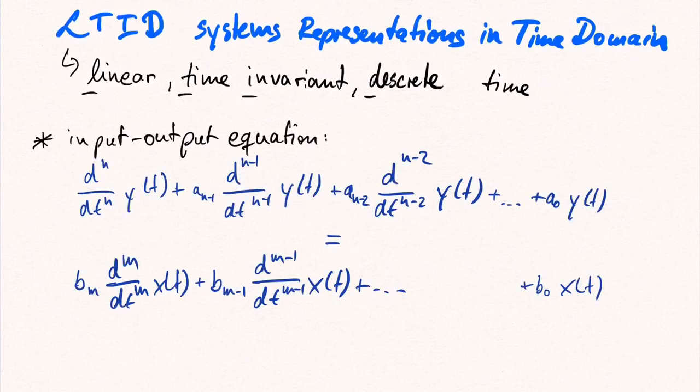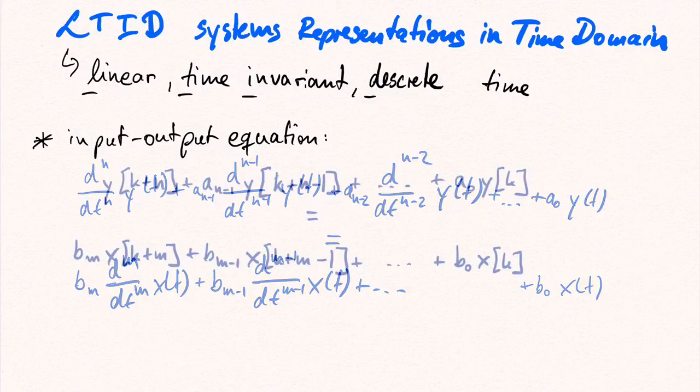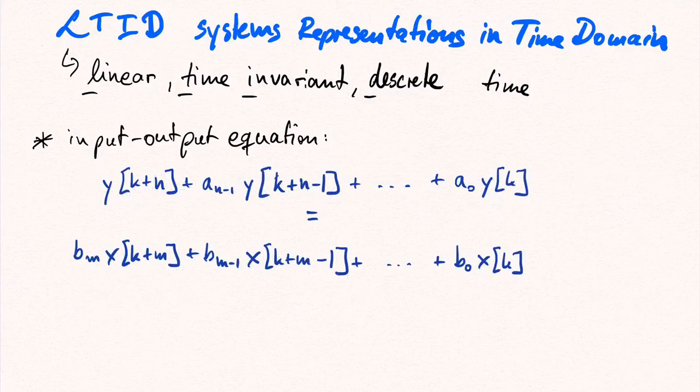Similar to continuous time systems, LTID systems can be described by their input-output equation. But instead of containing the output signal and its first n derivatives and the input signal and its first m derivatives, it now contains the output signal y at time k up until time k plus n and the input signal x at time k up until time k plus m.